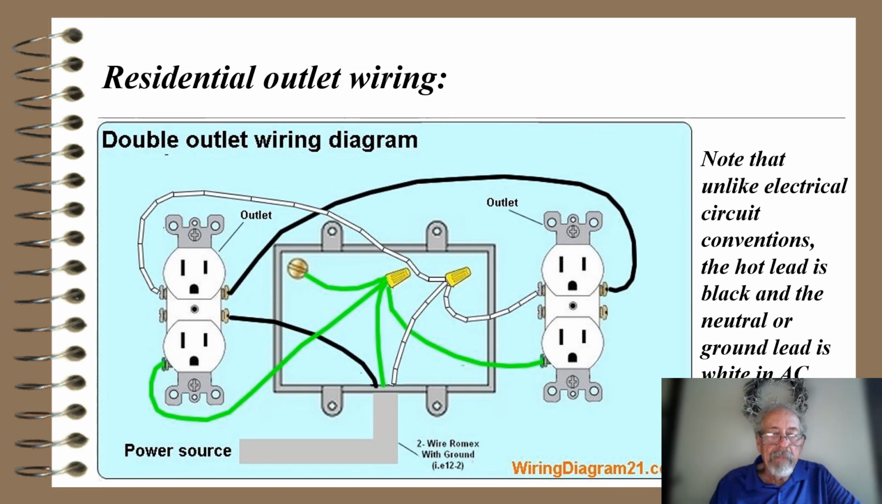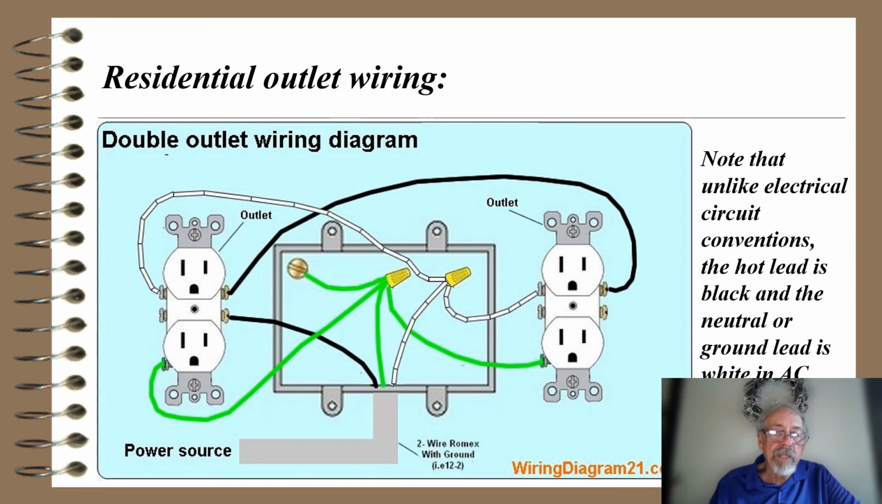The outlets have an important aspect to them. The longer slot is the neutral or ground. The shorter slot on the right-hand side, on both of these outlets here, is the hot lead, and notice blacks go to them.